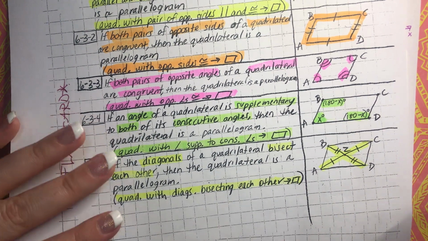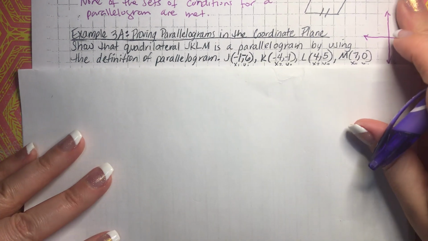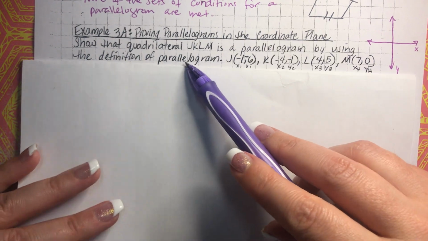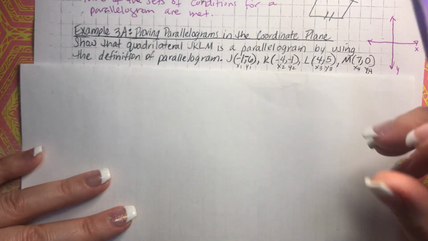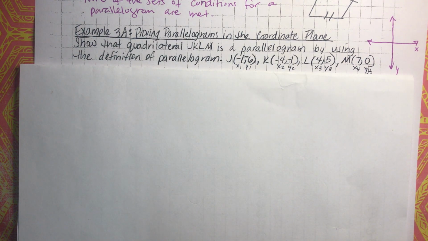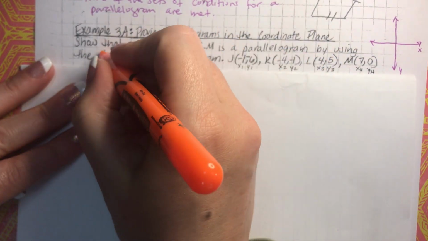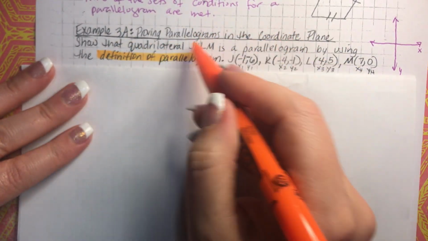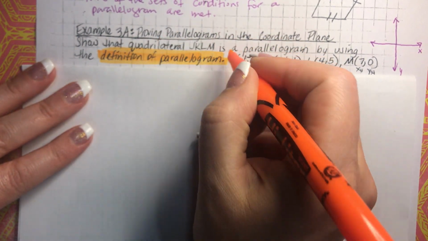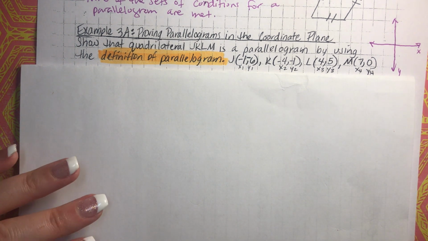This one states: show that the quadrilateral JKLM is a parallelogram by using the definition of a parallelogram. Well, what is the definition? They're telling you how. In your homework, it's going to tell you how to show that it's a parallelogram. The definition of a parallelogram is basically that you have two sets of parallel sides.